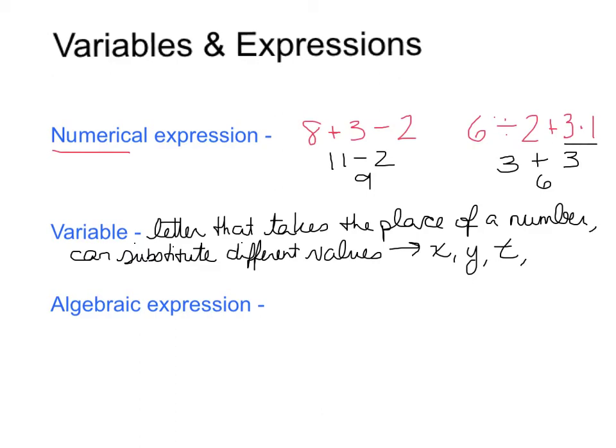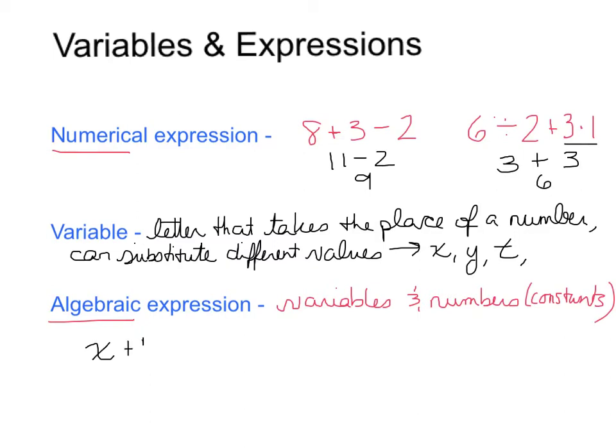When I begin talking about algebraic expressions, these are expressions that contain both variables and numbers. And we usually call the numbers constants. So an algebraic expression might look something like x plus 7. It could also look something like 2t minus 3.